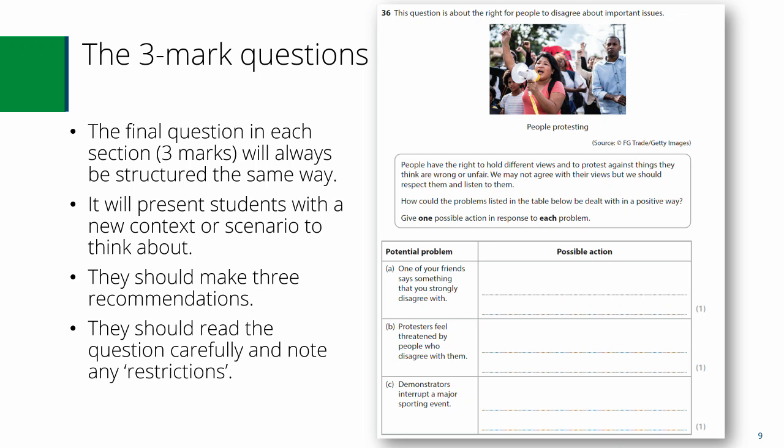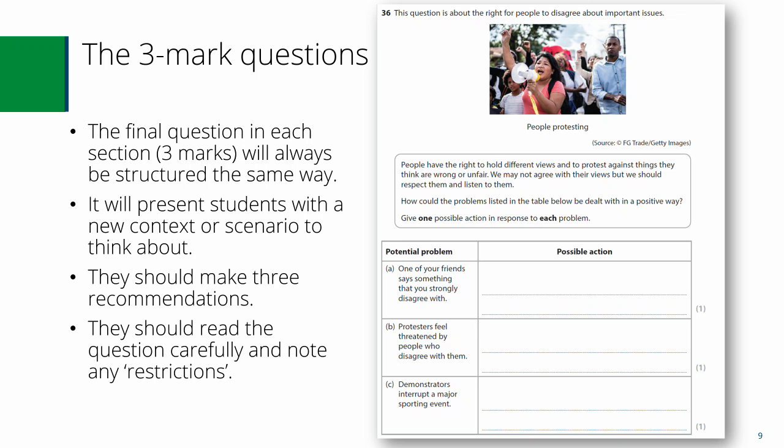Here we can see there was a focus on civil demonstrations, people protesting about a particular issue. Perhaps it was climate change. People are allowed to hold different views. And this question said, how might you deal with certain problems that arise when people are expressing their own views and saying how they feel about things, whether that is your own friends or perhaps protesters in a more public example of people expressing their views.